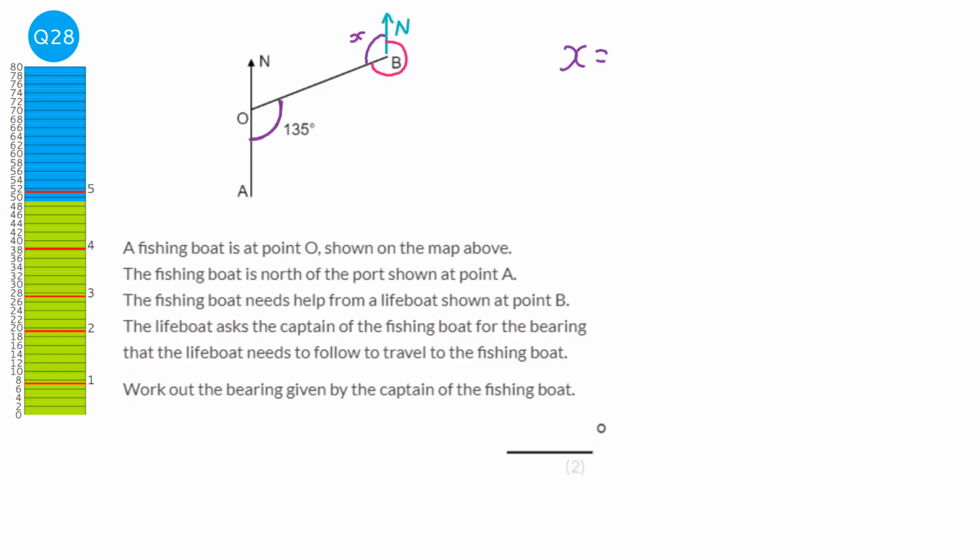So x is going to equal 135 degrees, and the reason for that is I'm just going to draw or extend the north line down, because we have a set of parallel lines here, and we have a set of z angles which we know is alternate angles. So the reason for that is it's alternate angles. And always show the reasons to the examiner.